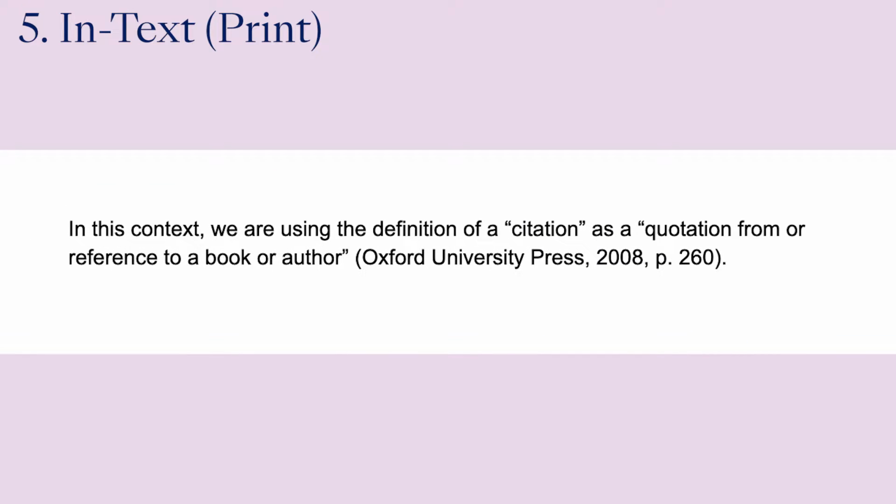To cite the entry for citation from the 2008 edition of the Concise Oxford English Dictionary, you would need to use Oxford University Press as the publisher, 2008 for the year of publication, and then locate the exact page number to use in your citation. In this context, we are using the definition of a citation as a quotation from or reference to a book or author. Oxford University Press, 2008, page 260.